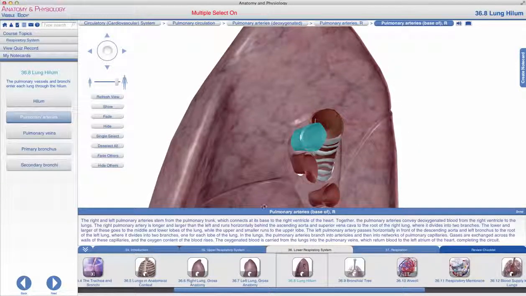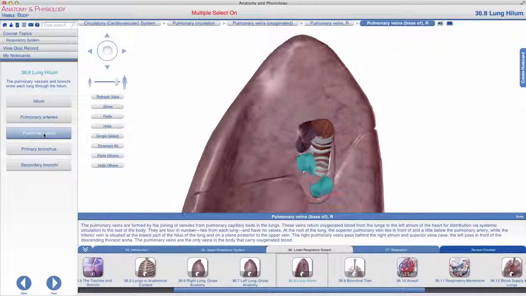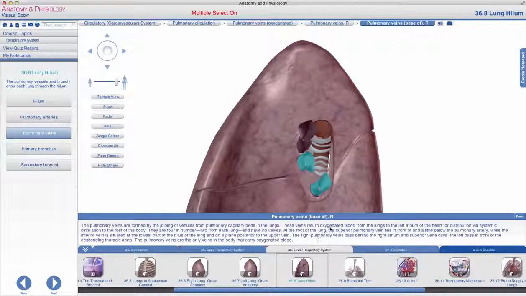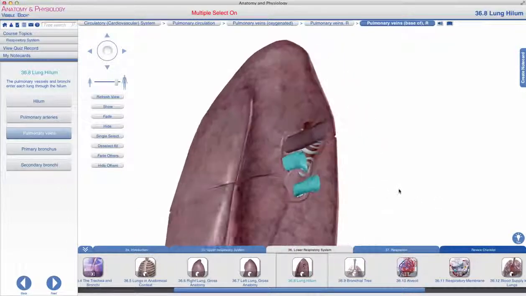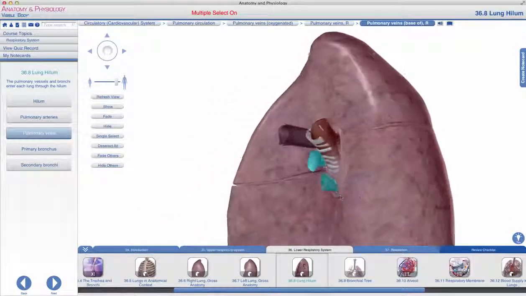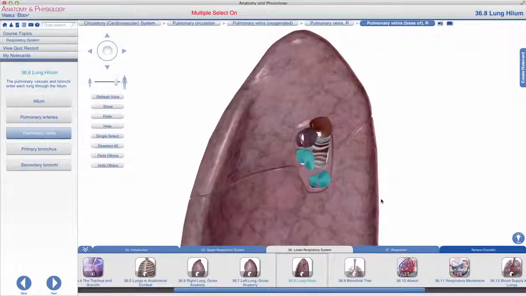Pulmonary arteries, as you will recall, convey deoxygenated blood from the right ventricle to the lungs, and then of course the pulmonary veins, which you see here, will return oxygenated blood from the lungs to the left atrium of the heart. That way, oxygenated blood can be distributed back through the systemic circuit. These are important components and help us review the entire functionality of the body as a whole.